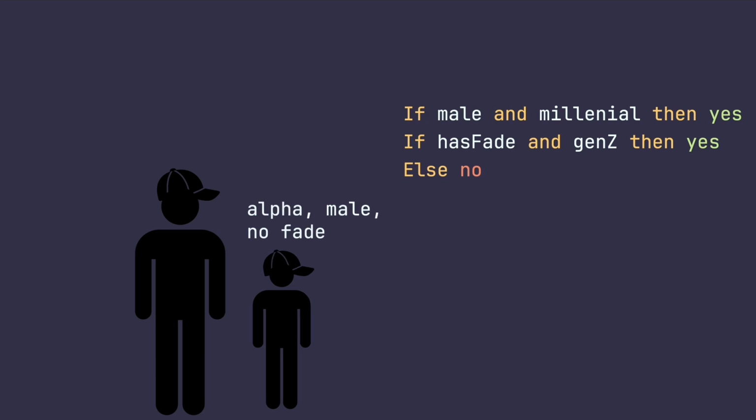Now let's say his little brother, let's call him George, comes in and he's alpha. So generation alpha, he's male and he does not have a fade. And we predict again the same way. And we find that actually none of the rules fit. And therefore we predict that he will not like the combo.